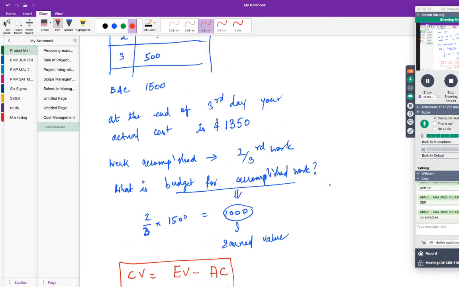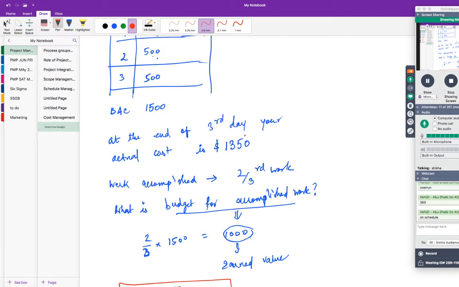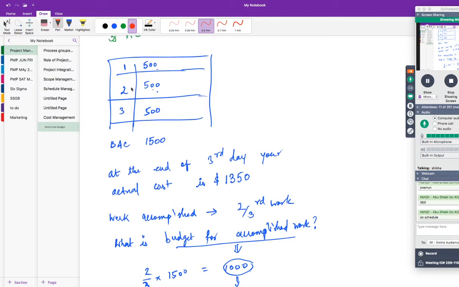Look at our question. Our question was, at the end of the third day, your actual cost is 1350. And at the end of the third day, your work accomplished was 2 by 3 of work. At the end of the third day, how much work should you have completed? The entire was 3. 3 by 3. In other words, 100% of the work you should have completed. It's not on schedule, because you have completed only 2 by 3 of work.